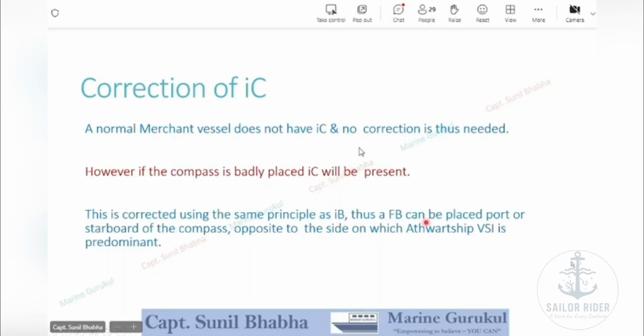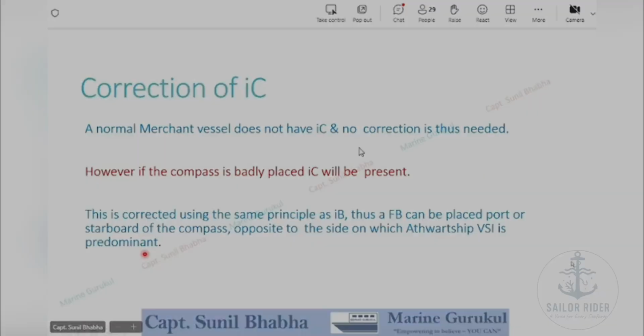Thus, a flinder bar can be placed port or starboard of the compass, opposite to the side on which the athwartship vertical soft iron is predominant. Exactly the same thing was done in induced B also. We placed a flinder bar opposite to the funnel. So likewise in this case also we place a flinder bar which is opposite to the VSI structure to port or starboard of the compass location.